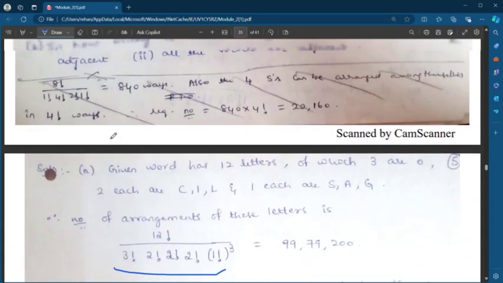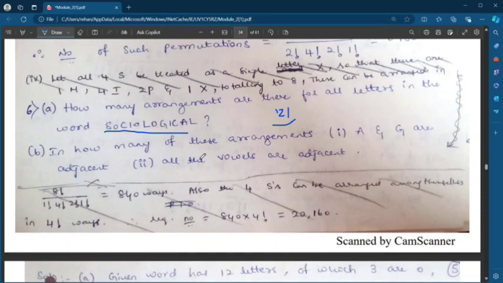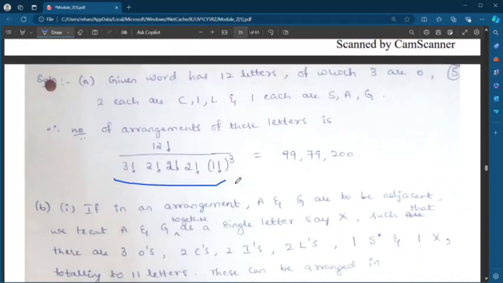See here, like this. Then they have also asked in how many ways of this arrangement A and G are adjacent. Means A and G will be beside each other. And then all the vowels are adjacent. So see, there are 12 letters, of which 3 are O, 2 are L, 2 are C, 2 are I, and 1 each of S, A, G.